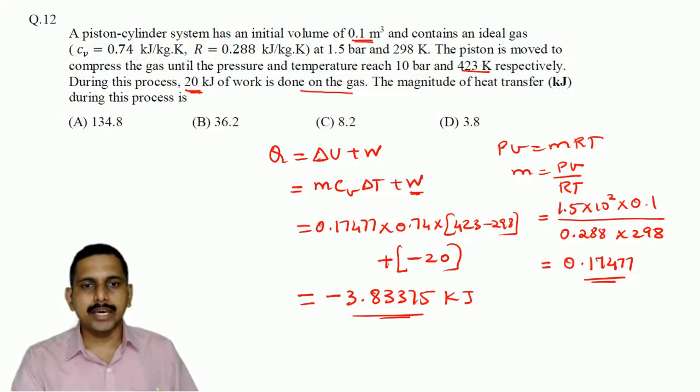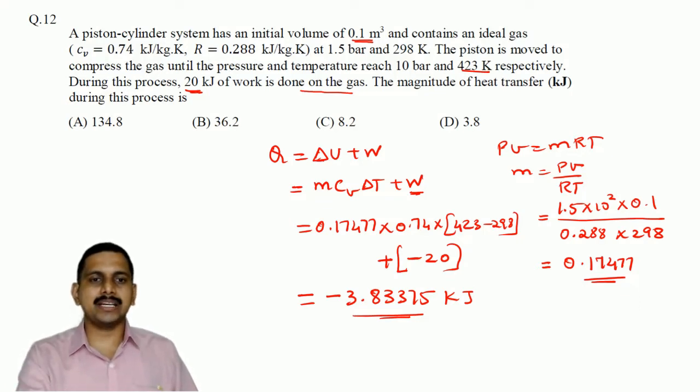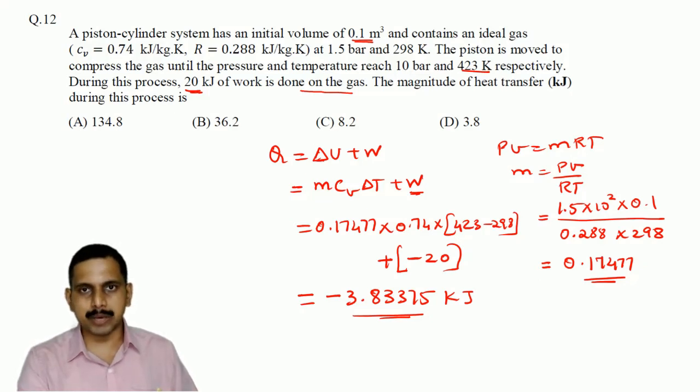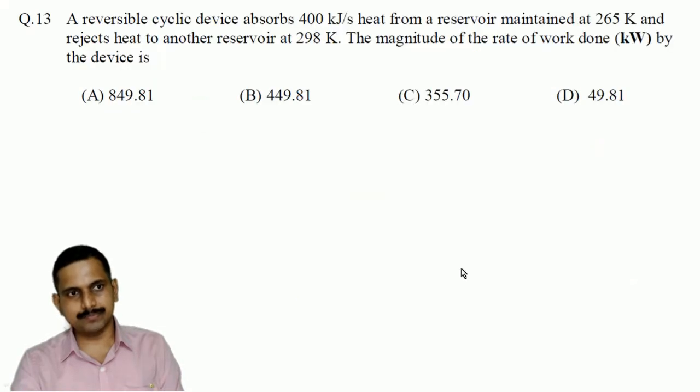There might be small differences here. But anyhow, the answer we get is minus 3.83375. But what is asked is the magnitude of heat transfer, so negative or positive is not important. In case they had given both minus 3.8 and plus 3.8, it would have been a bit difficult. So it is plus 3.8 as the magnitude. This is the answer. Next question.